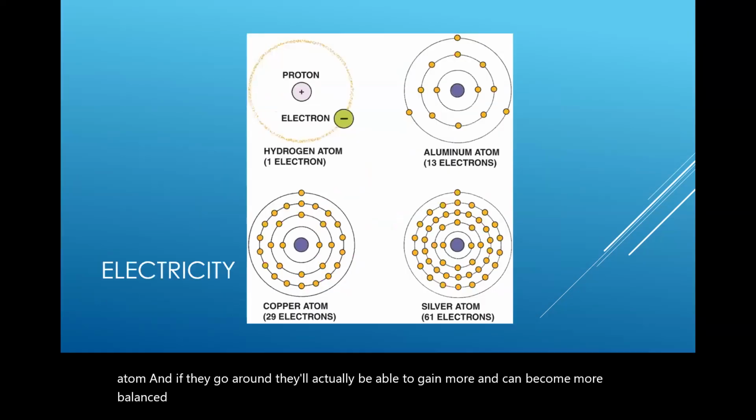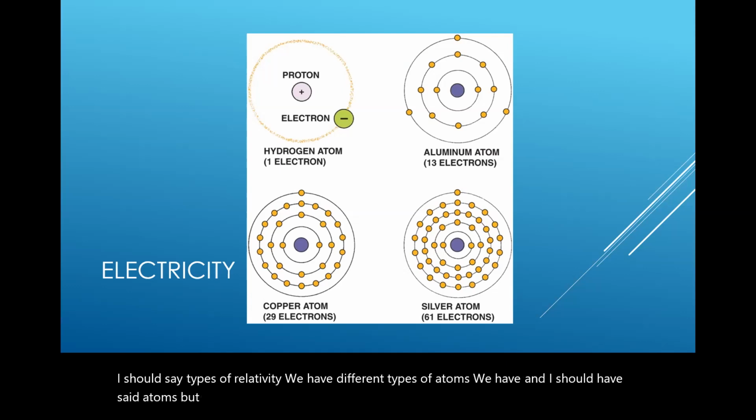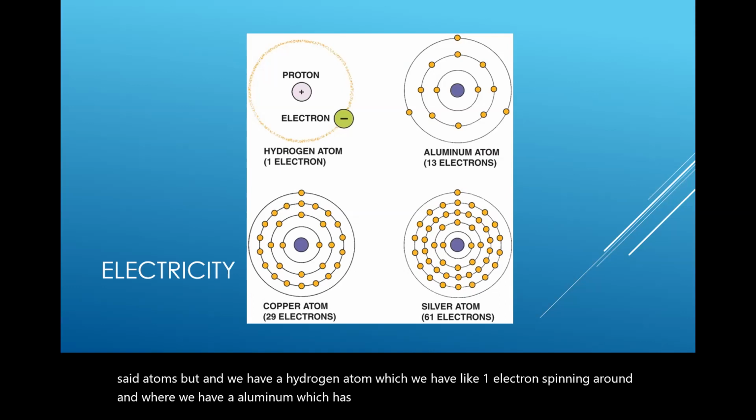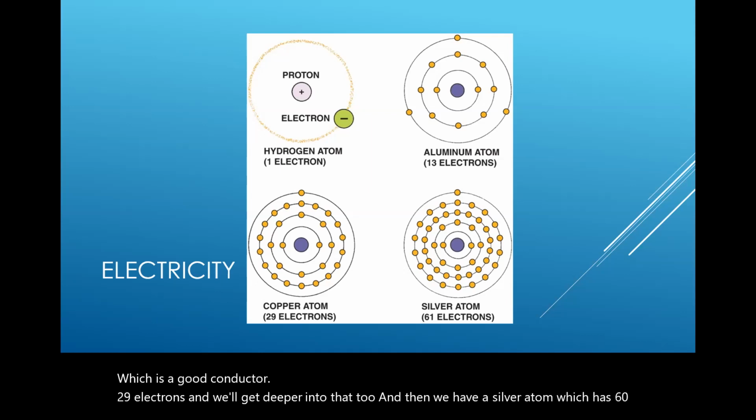Well, with different types of electricity, I should say types of atoms, we have a hydrogen atom, which has one electron spinning around, and aluminum, which has 13 electrons spinning around. And then we have copper, which is a good conductor. It has 29 electrons, and we'll get deeper into that too. And then we have a silver atom, which actually has 61 electrons. Keep that in mind.